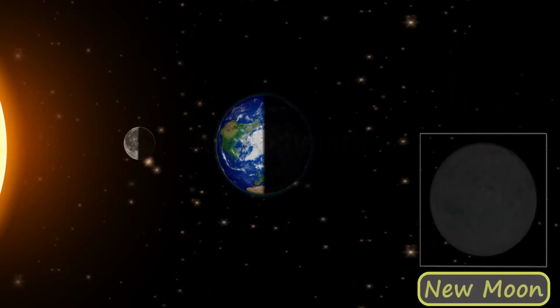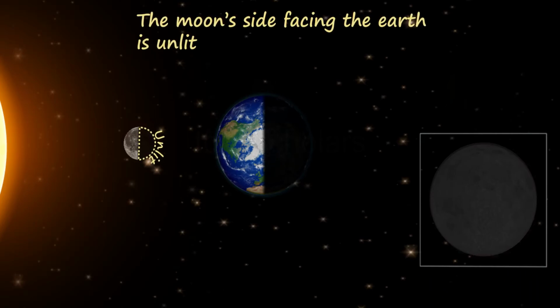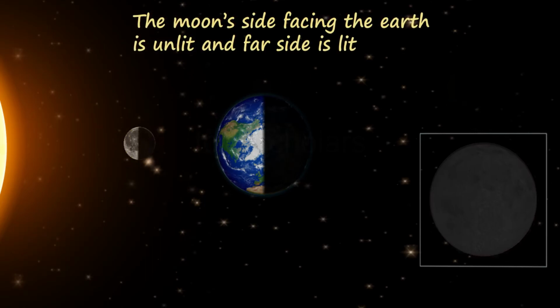It is a new moon or a no moon day on Earth because we are looking at the unlit part of the moon. The moon's part which is facing the Earth is unlit and the other part is lit.